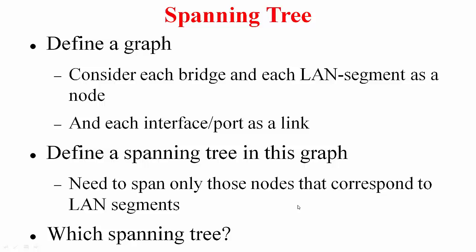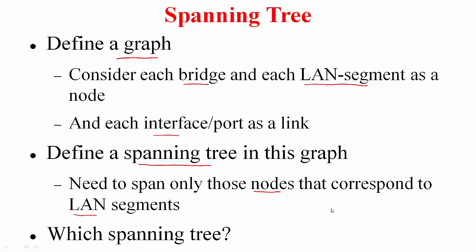So in this particular case, we define the graph in the following way. We consider each bridge and each LAN segment as a node in the graph, and the links in the graph are basically the interfaces that hook them up. Now we are going to impose a tree on this graph. This tree is called a spanning tree because we want this tree to span those nodes that correspond to the LAN segments. Notice that I'm not saying that you should span the bridges, but only the nodes that correspond to the LAN segments. Why like this?